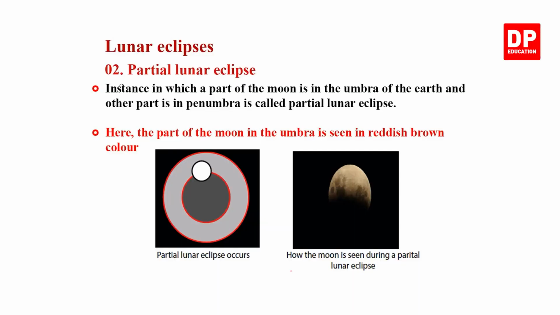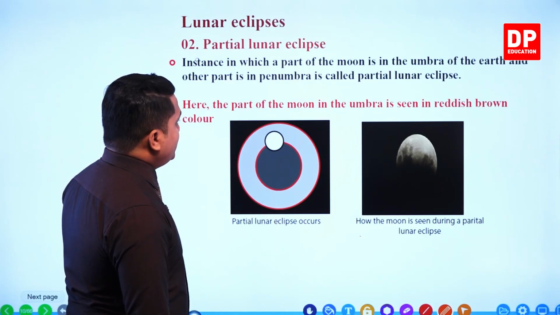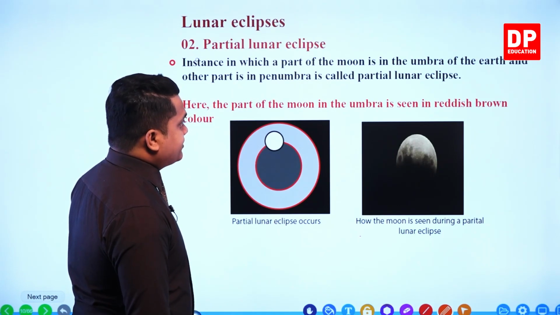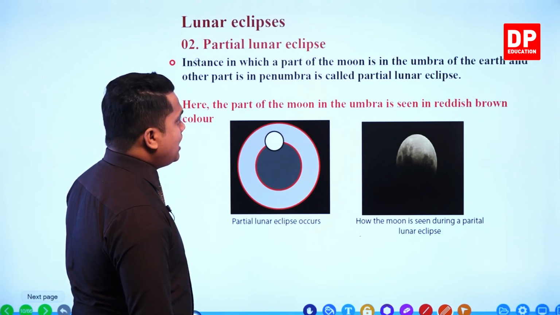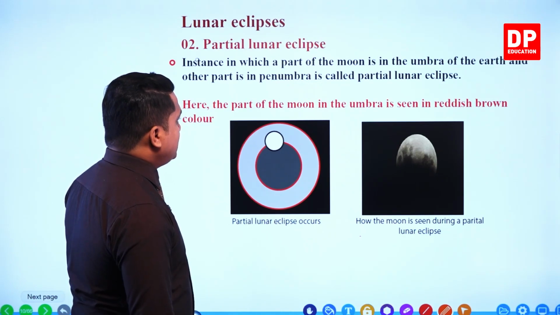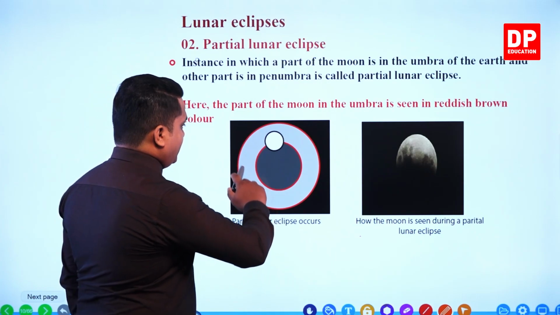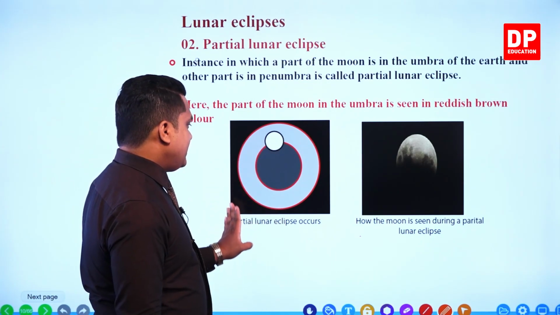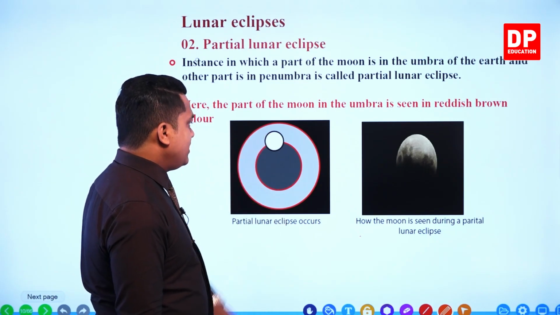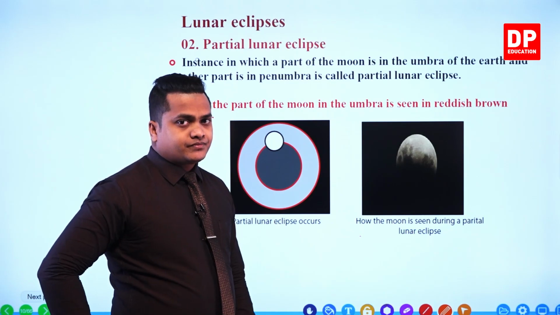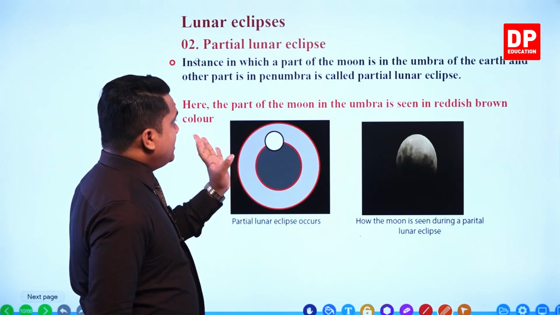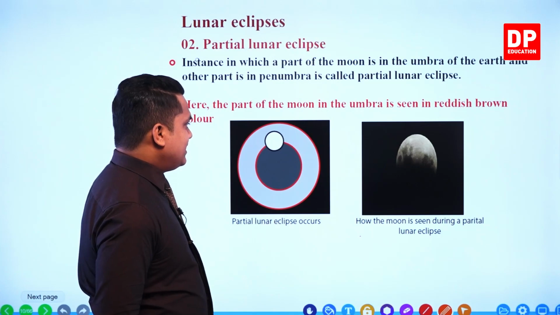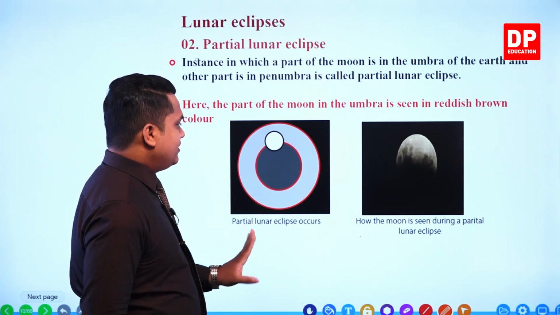Then the next one, partial lunar eclipse. The instance in which part of the moon is in the umbra of the earth and the other part is in the penumbra is called the partial lunar eclipse. Now within the partial lunar eclipse, my dear children, as you can see here within the figure also, a part of the moon is located at the umbra region while the other part is located at the penumbra region.